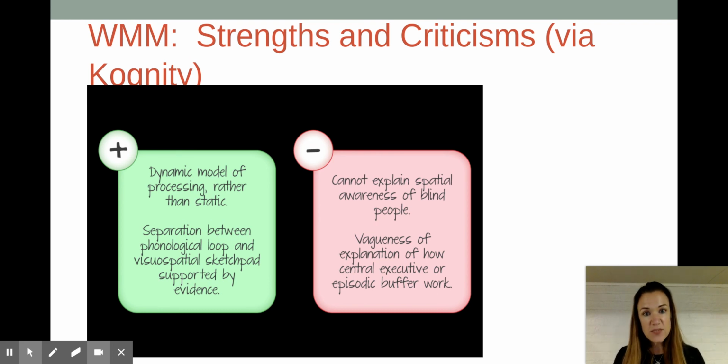We cannot explain spatial awareness of blind people. So blind people will still have spatial awareness. They'll be able to walk around their home. They may be able to get around like school and stuff that they've been to a lot. There's also a vagueness of an explanation of how the central executive or the episodic buffer work. Like, what really is that?